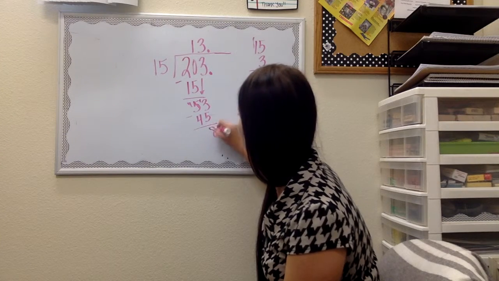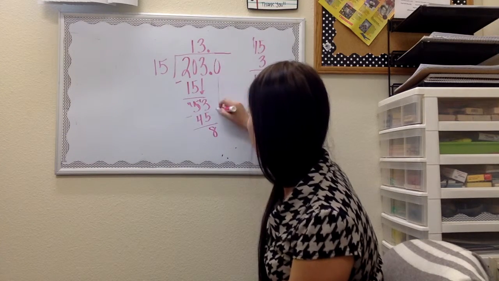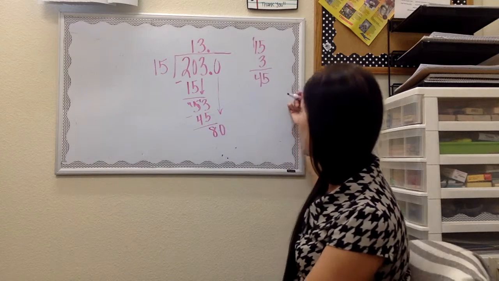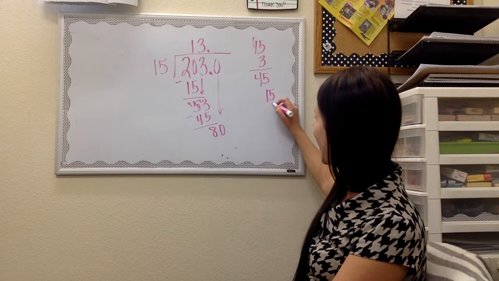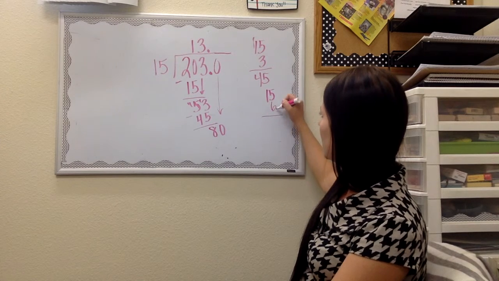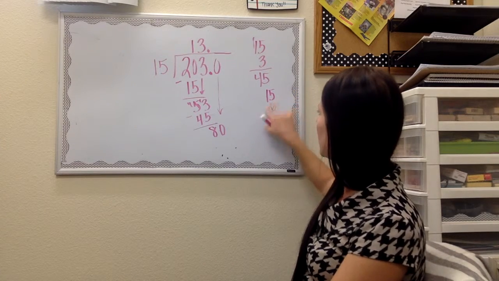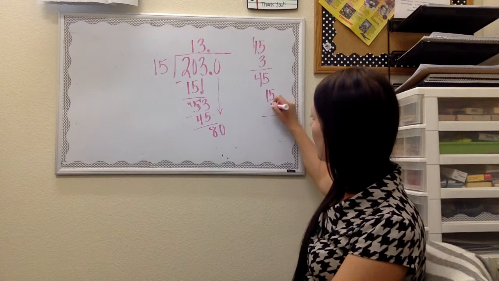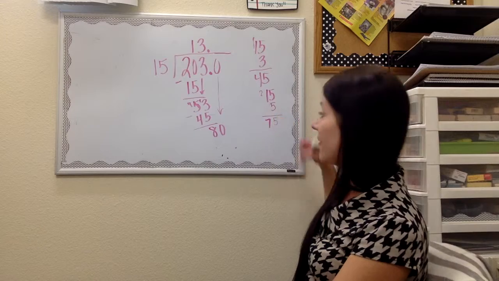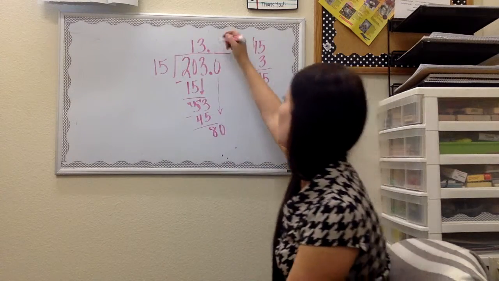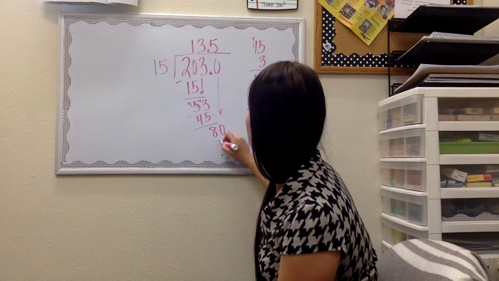5, 6, 7, 8, 9, 10, 13, 8. I put a 0 and I bring that down. Okay, so maybe 15 times, let's try 6. Nope, that's going to be too big. Let's try 15 times 5. So 5, 2, 5, 6, 7. 75. If I go, yep, so 13.5, 75.